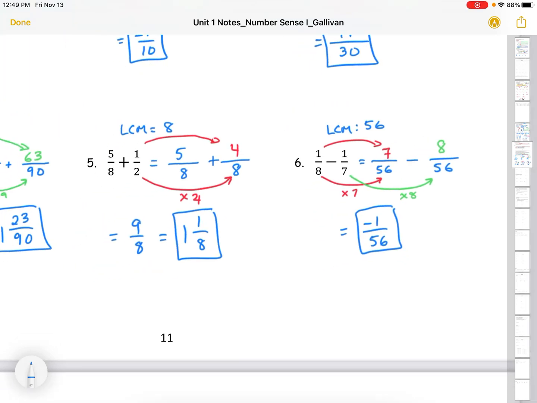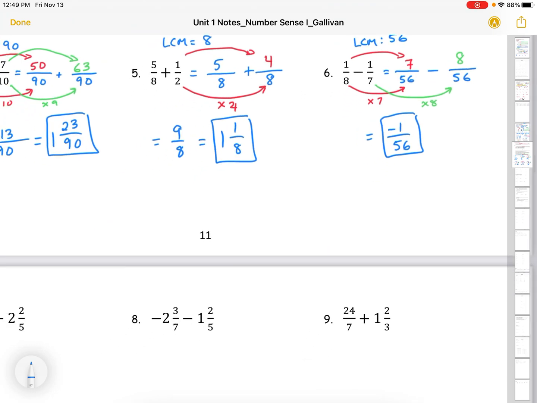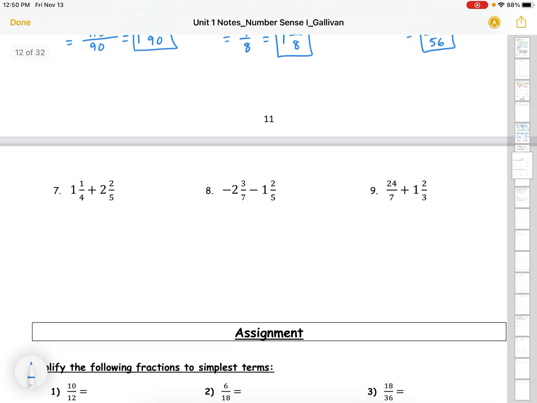You'll notice a lot of times I like to put a little box around my final answer. I always like to think that you're giving a present to your teacher, right? So put it in a box.